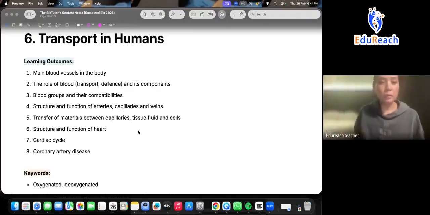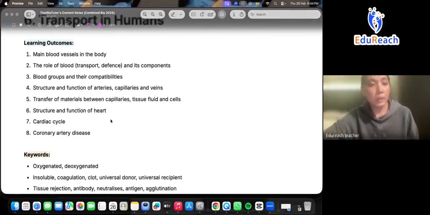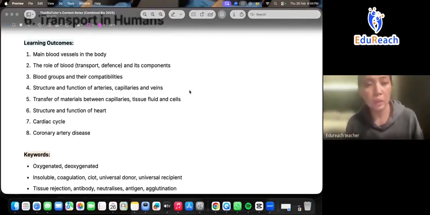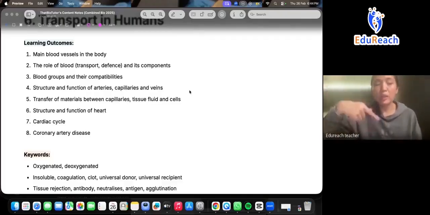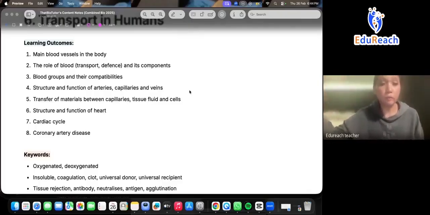Blood groups and their compatibilities. So we know that there is the O, A, and B, and you need to understand about the compatibility of blood types. Linking back to the main blood vessels, you need to know the structure and the function of arteries, capillaries, and veins, and how materials and substances are being transferred and transported from the capillary and then into the tissue fluid and then eventually to the cells. Basically it is movement of substances, so we are talking mainly about diffusion.